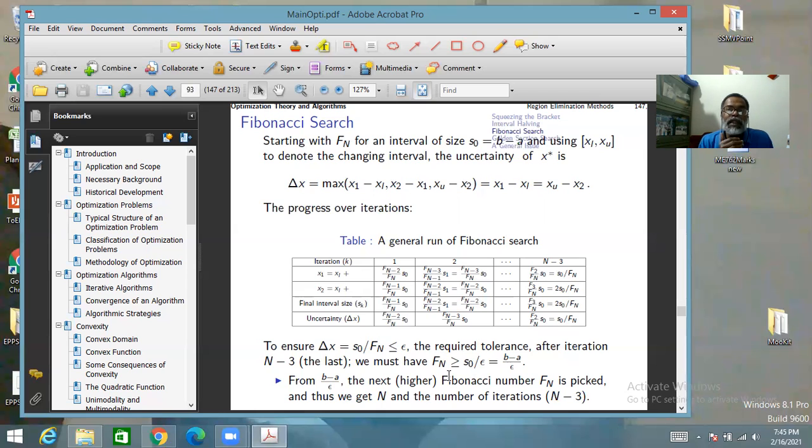So to begin with, you have to decide how high we start. From b minus a by epsilon, whatever is the number this gives, after that, the next higher Fibonacci number has to be picked. Accordingly, n will be decided, and therefore the number of iterations n minus 3 will come out. And that many iterations you can take, exactly that many, not more. So this is how the Fibonacci search method works. And we have seen that it has a minor advantage of efficiency over the interval halving method.